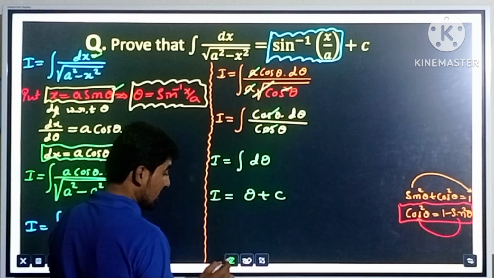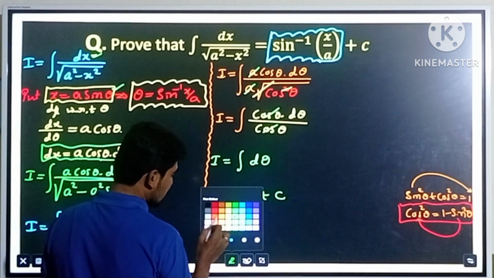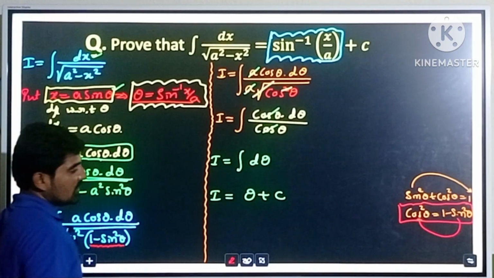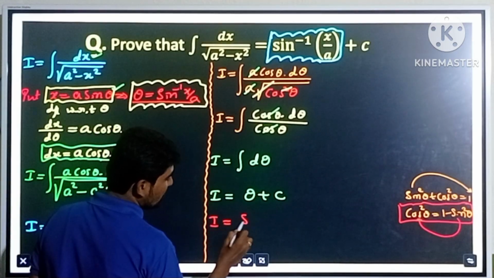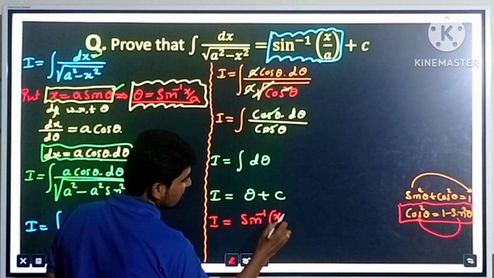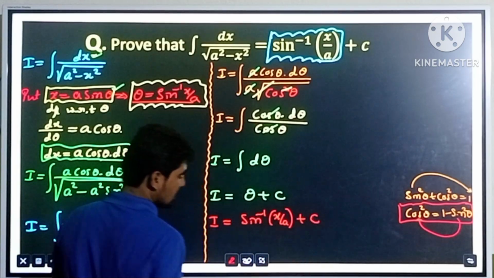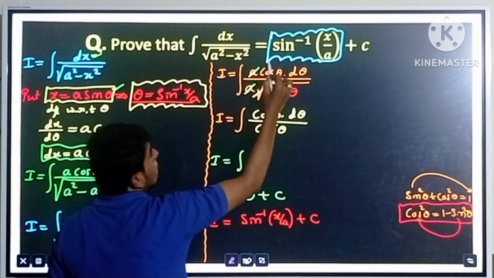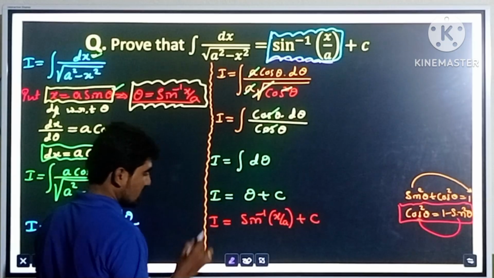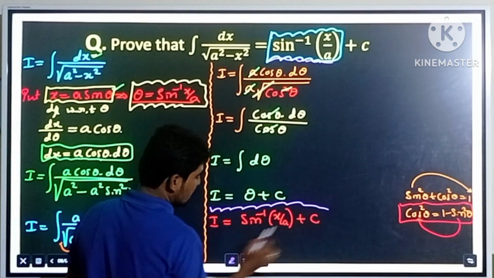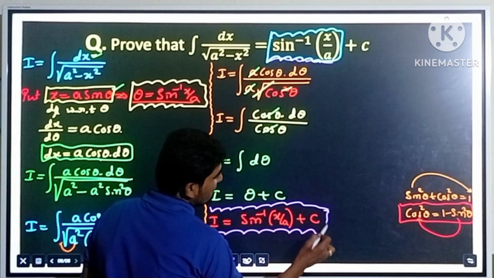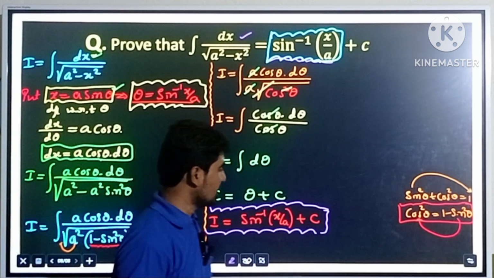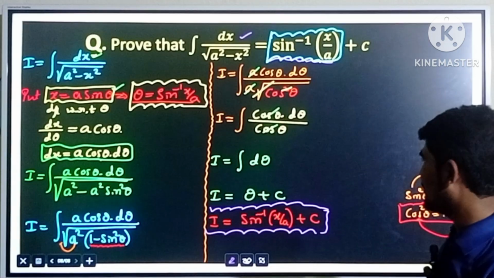plus c, and also we know in the first step what theta is. Theta is equal to sin inverse of x by a. Therefore I is equal to, in place of theta, sin inverse of x by a plus the integral constant c, and this is the required proof. So therefore the integration of dx divided by square root of a square minus x square is equal to sin inverse of x by a plus c. I hope all of you understood.